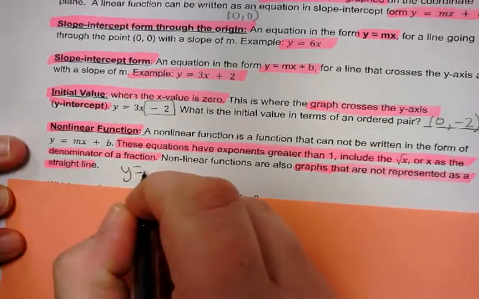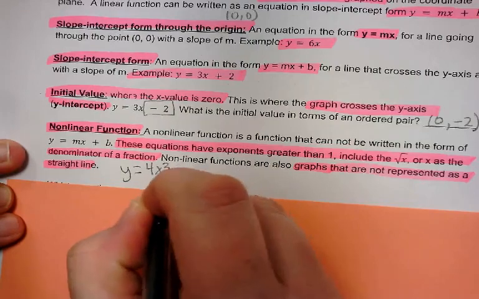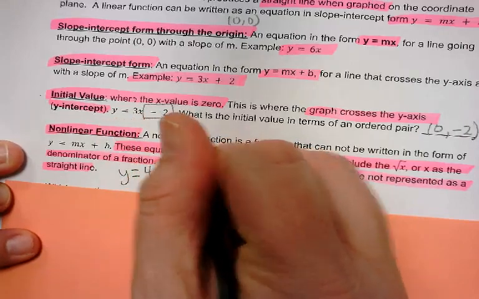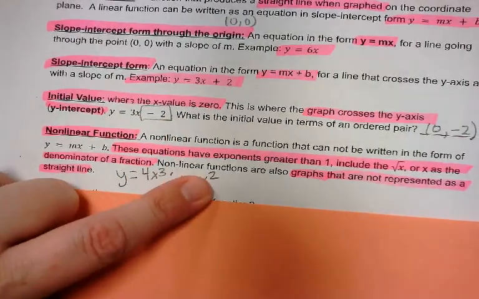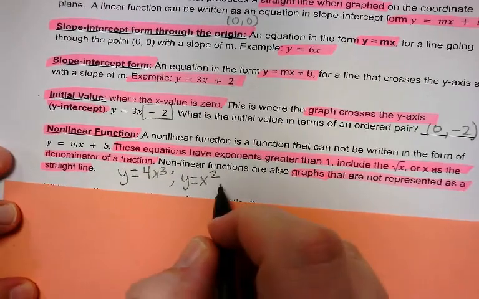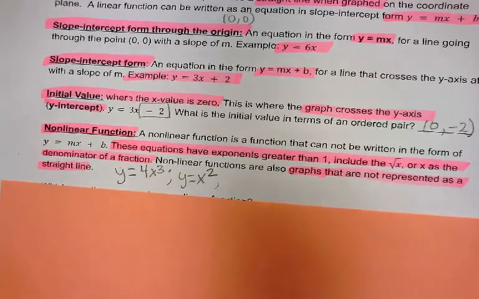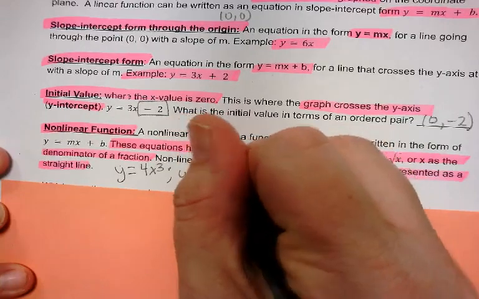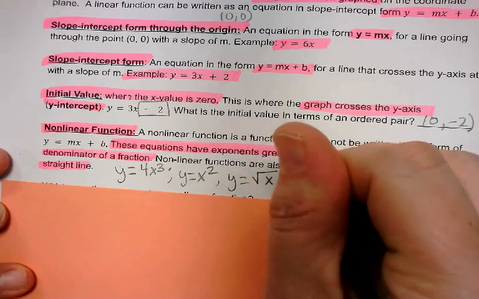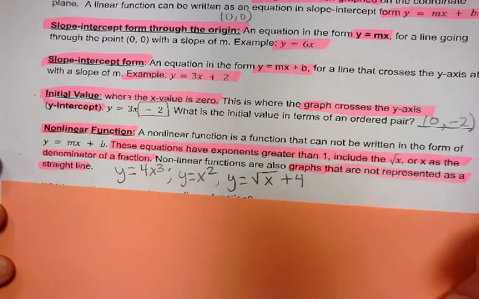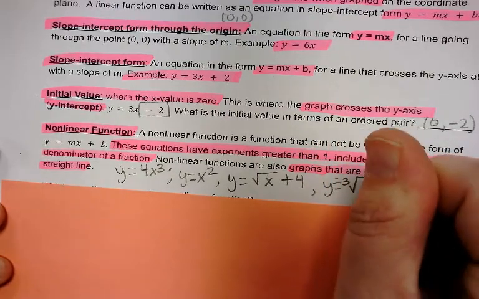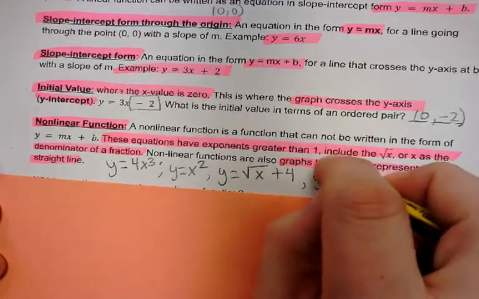Y equals 4x to the third. That would be an exponent greater than 1. Or you could say y equals x squared. That's also an exponent greater than 1. Any number above the x is an exponent. The inverse operation, or the opposite of a number being squared, is taking the square root. So y equals the square root of x is a nonlinear example. You can even throw in a plus 4 here. Even taking the cube root is also nonlinear.